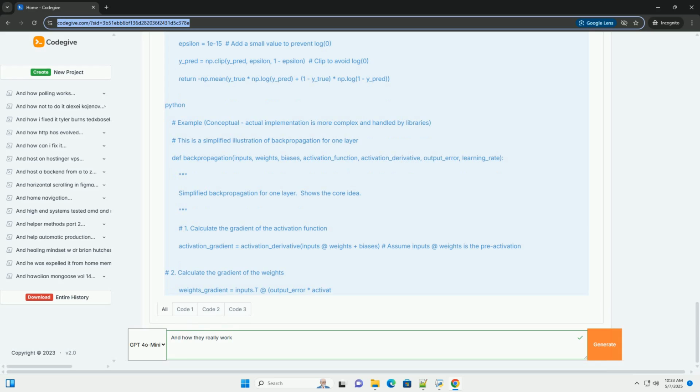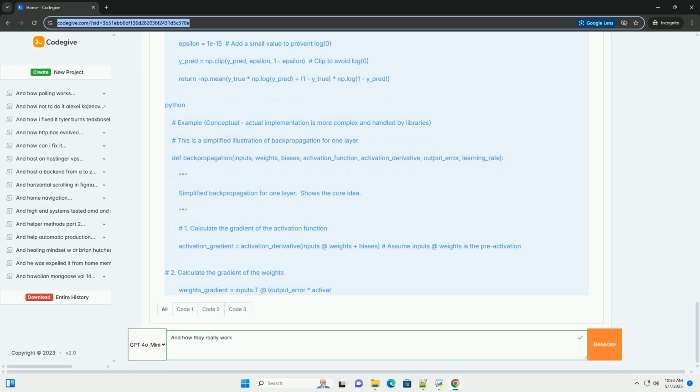3. Backpropagation. An algorithm that efficiently calculates the gradient of the loss function with respect to the weights and biases of the network. Uses the chain rule of calculus to propagate the error signal backward through the network.